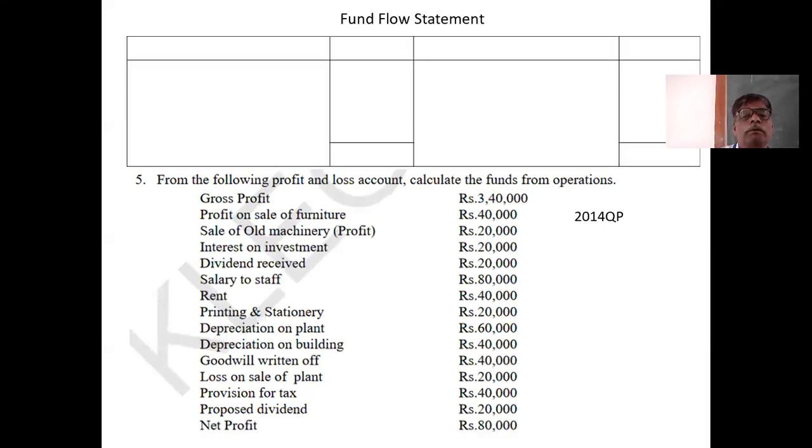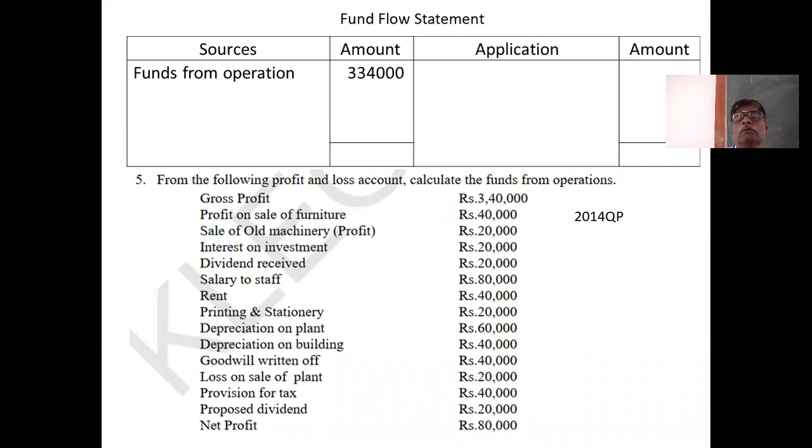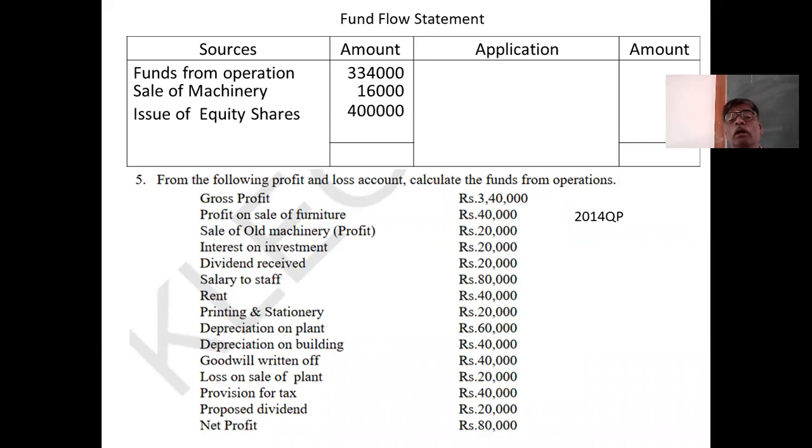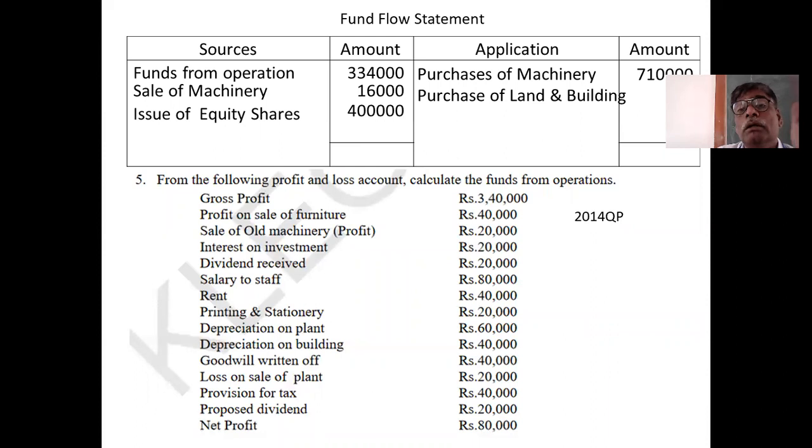In the fund flow statement, sources, application, amount. First you take the fund from operation 3,34,000. Then you take the purchase and sale of fixed assets. Sale of machinery 16,000 is there. Then issue of equity share is 4 lakh. 4 lakh is the amount of equity shares issued. Then you take the purchase of machinery 7,10,000. 7,10,000 is the purchase of machinery. Then purchase of land and building. Difference is there. Land and building the difference is noted.